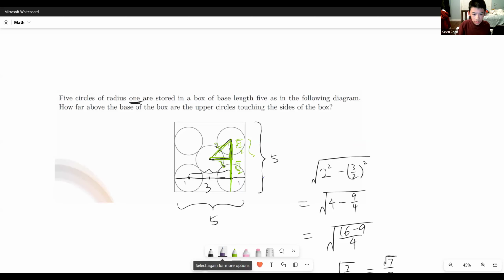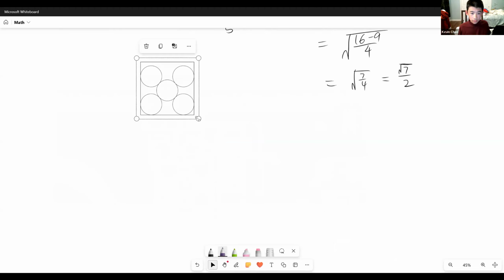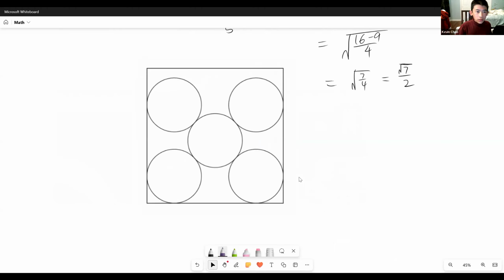Okay, I'll just draw with another color because I'm kind of getting confused right here. Just copy the diagram again, my bad. Okay, just to get organized. So this radius is 1, and so this part is 2, and we got this part is root 7 over 2. And this is 3 over.